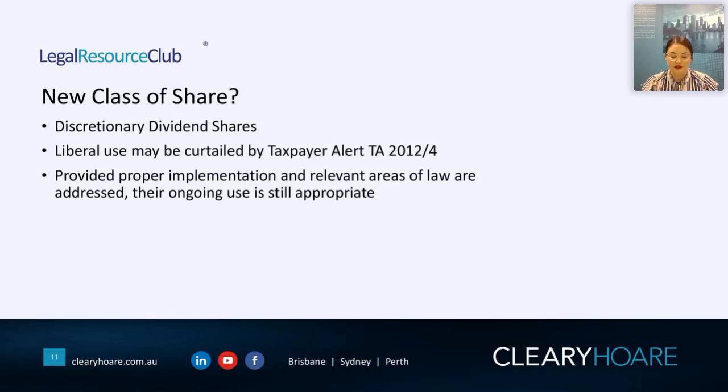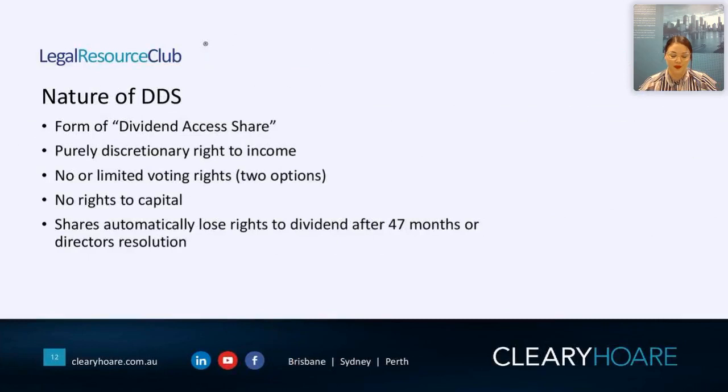So we do need to consider the Taxpayer Alert 2024. It is a very confusing piece of text from the ATO, but we're of the view that properly implemented discretionary dividend shares are still appropriate in the circumstances and can be used for asset protection purposes.